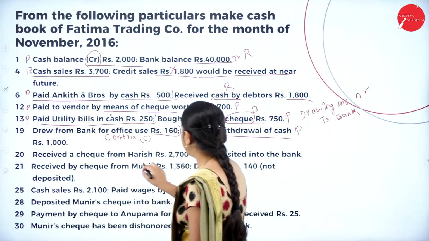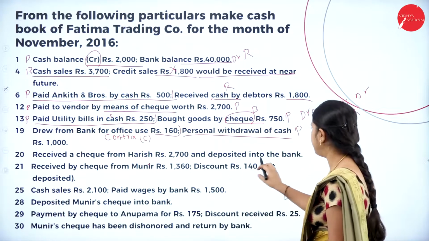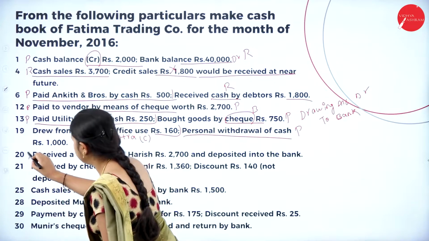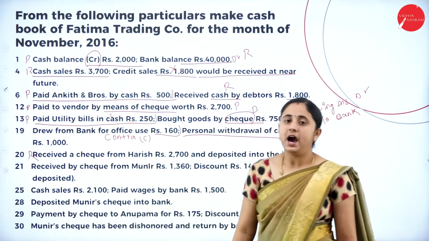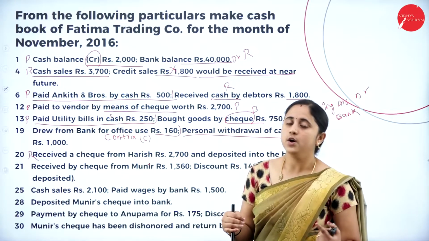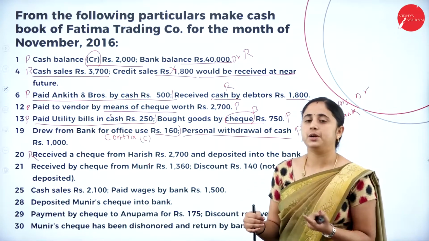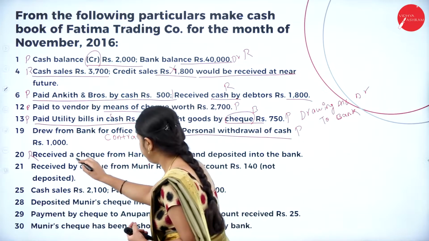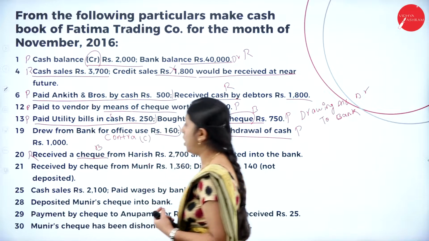Again, received a check from Harish 2700 and deposit into the bank. Here, you will receive a receipt. Write in the receipt side, received from Harish. A check received from Harish and deposit into the bank. Soon after receiving the check, you are going to deposit in the bank, so the amount should be written in the bank column.